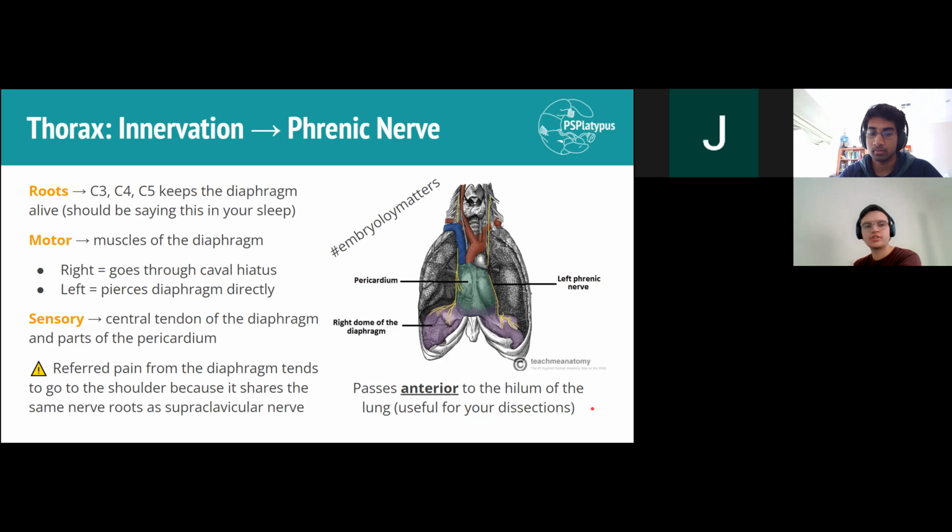In terms of your dissections, this is something that confused me a little bit, differentiating between the phrenic nerve and another nerve on the next slide, which is the vagus nerve. Just remember that the phrenic nerve will travel anterior to the hilum of the lung. So again, the lungs are actually shown here, so you can see the hilum. The hilum is just all the stuff going into the lung. And you can see that this nerve travels in front of that. You'll see why this is important when we get to the vagus nerve, which we'll go into now.